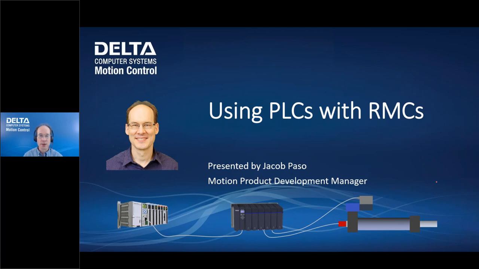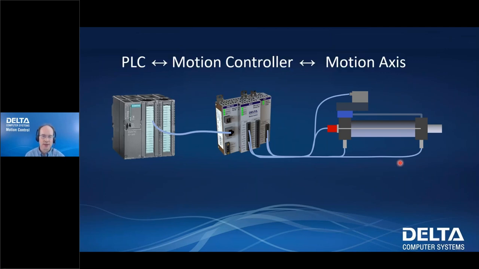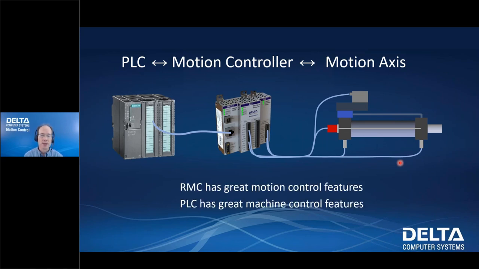We hope to give you a lot of good information that will be helpful in your own projects. Using a PLC and a motion controller and a motion axis is what our customers typically do. It's a very good combination. The RMC motion controller can be standalone in simple applications, but we have to say that the RMC has great motion control features and the PLC has great machine control features, and the combination works very well.